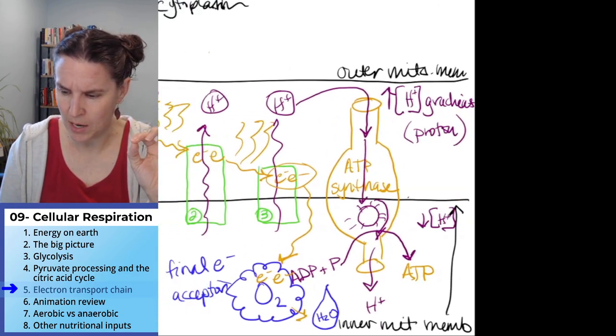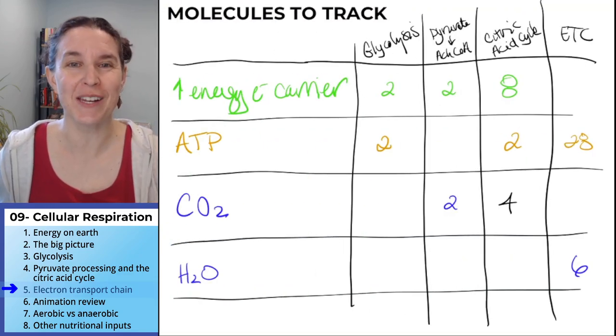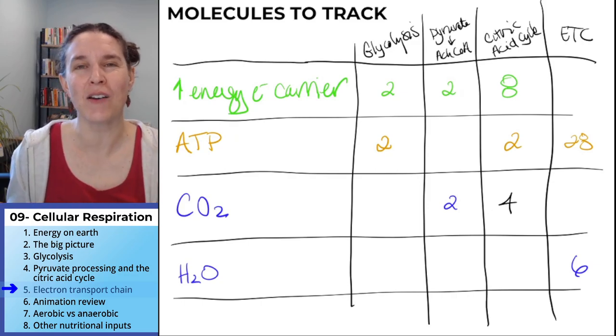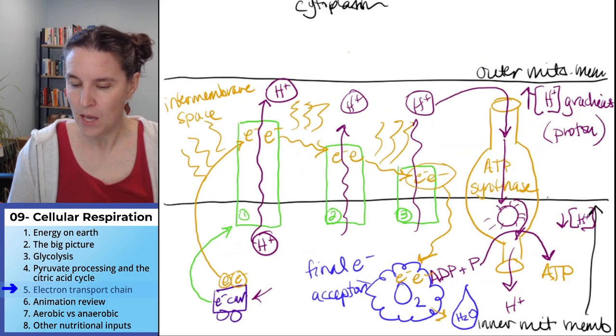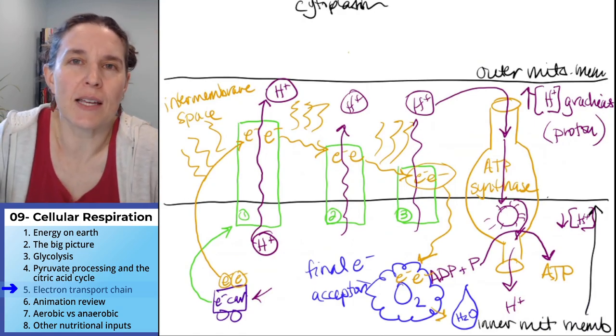If we go through the whole process, we'll end up with 6 water molecules. Where is my list? Oh, look, there, I already put it in there. Our 6 water molecules come out of the electron transport chain. Do you feel like, oh, that's perfectly clear? It makes complete sense, of course.